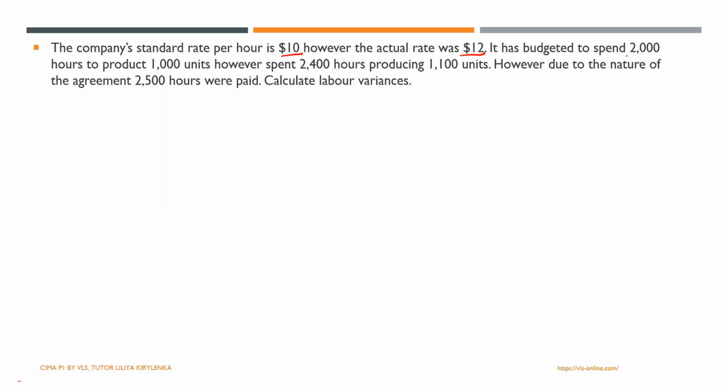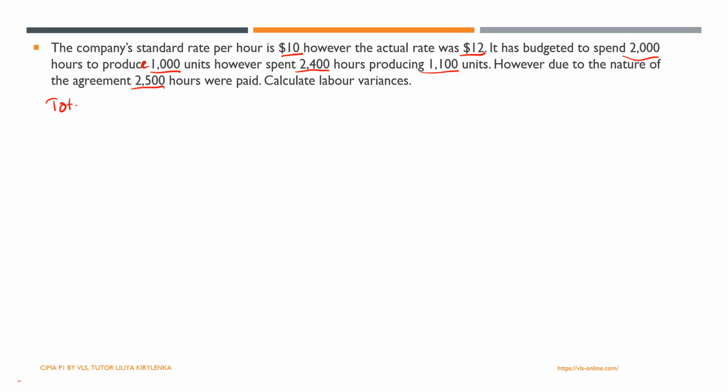It has budgeted to spend 2,000 hours to produce 1,000 units. However, it spent 2,400 hours producing 1,100 units. Due to the nature of the agreement with employees, 2,500 hours were paid. We need to calculate labor variances. So let's calculate total labor variance.